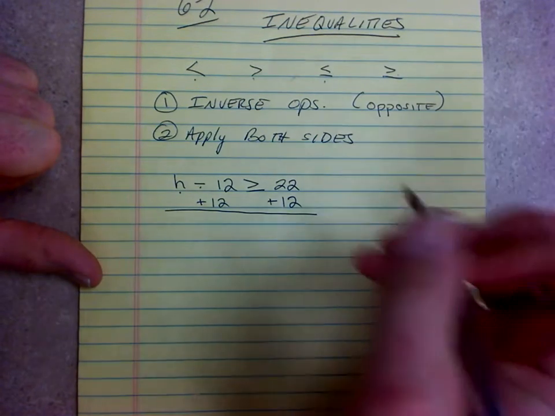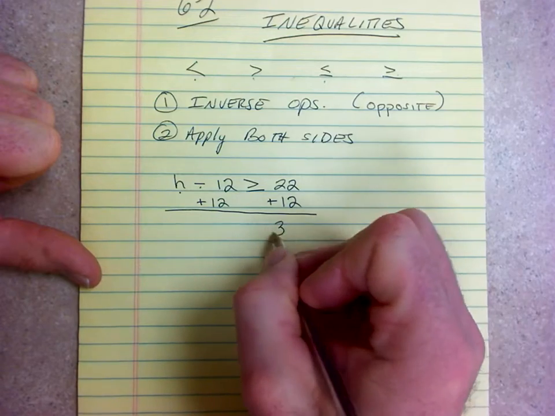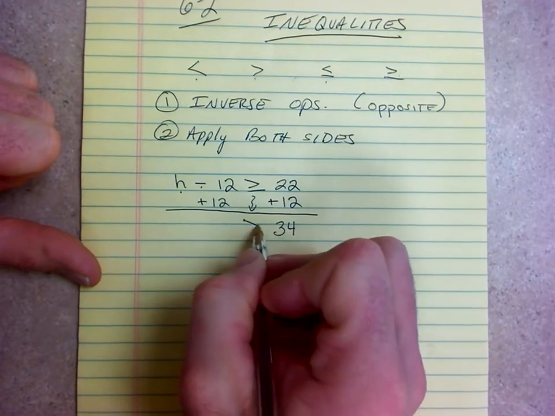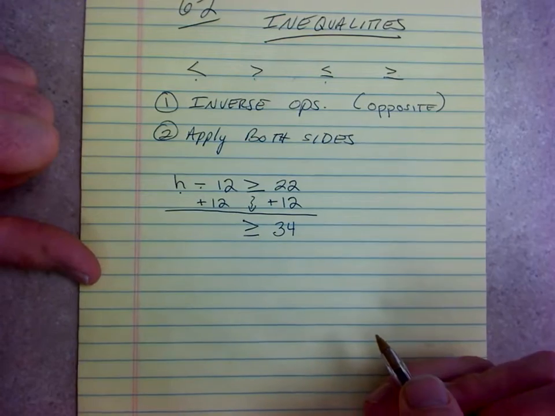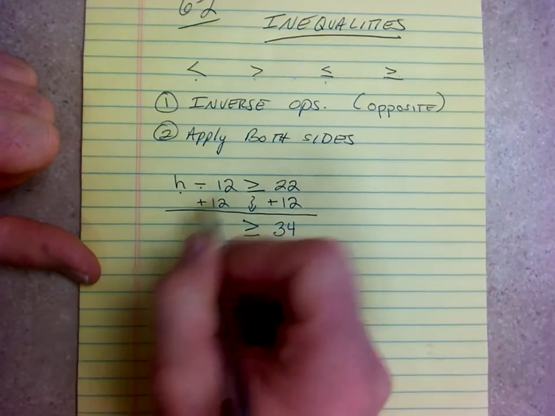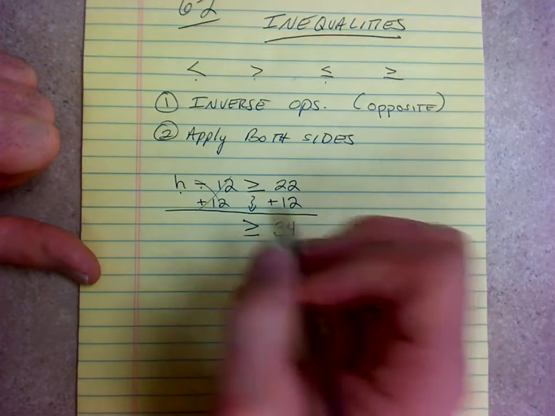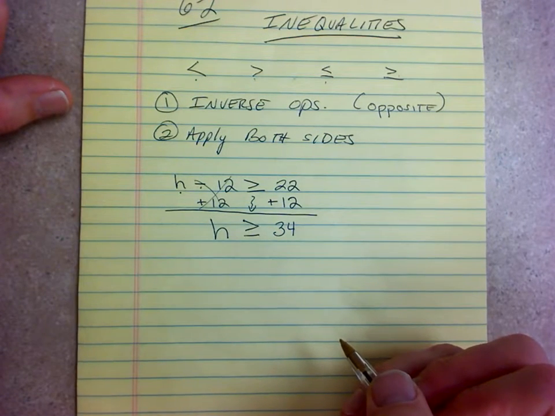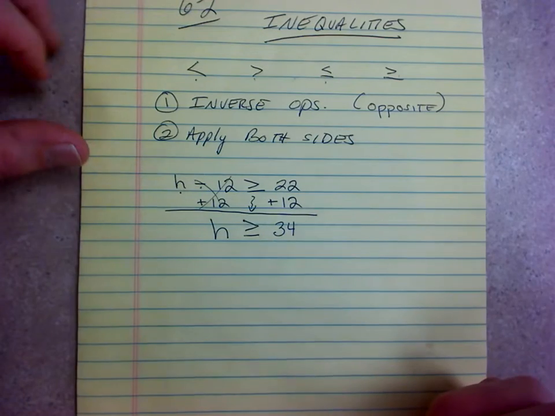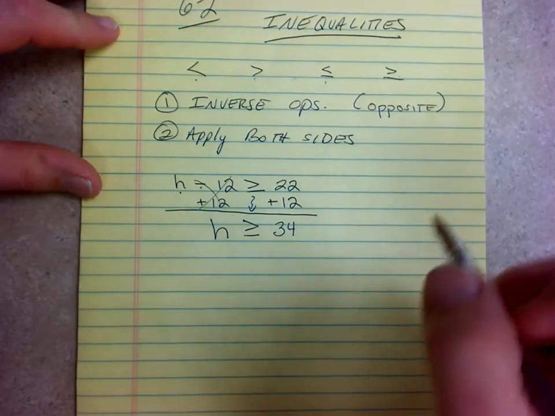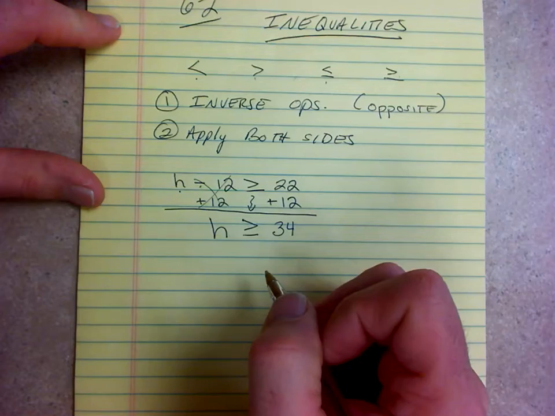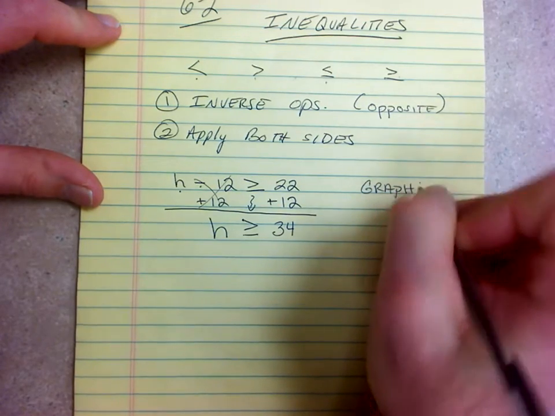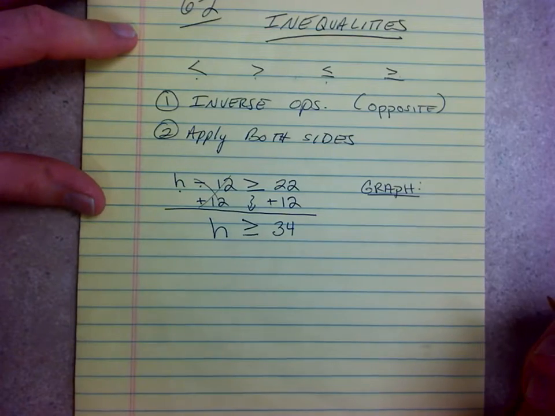Now we just need to clean things up a little bit. 22 plus 12 is 34. Bring down our inequality sign. Negative 12 plus 12 goes to 0. So we're left with h is greater than or equal to 34. Solved.